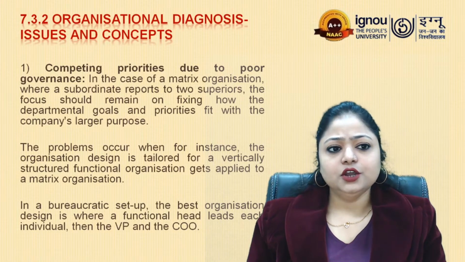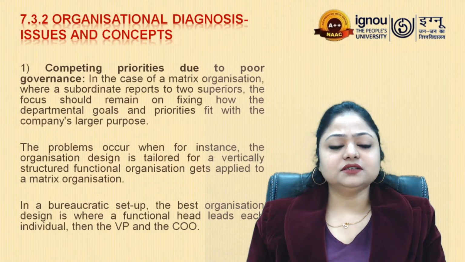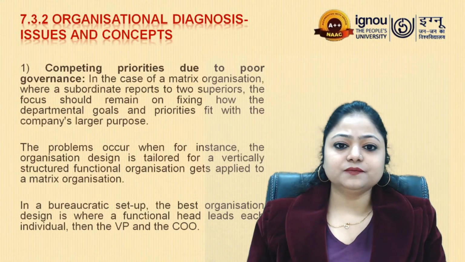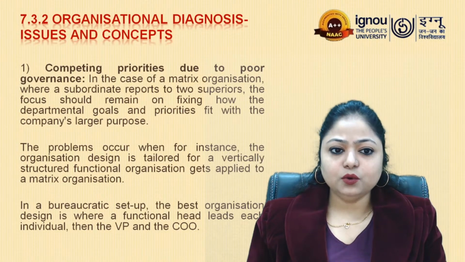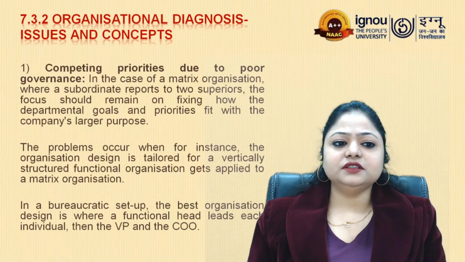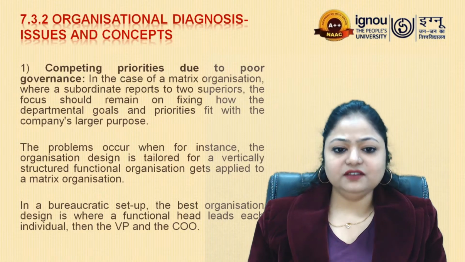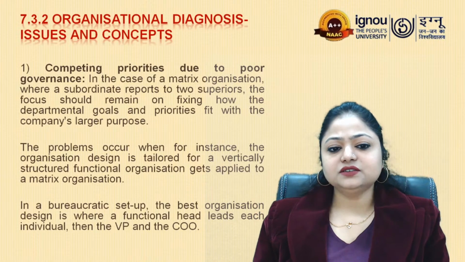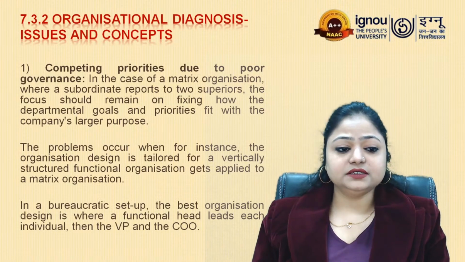competing priorities due to poor governance. In the case of a matrix organization where a subordinate reports to two superiors, two supervisors, the focus should remain on fixing how the departmental goals and priorities fit with the company's larger purposes and goals. So the problem occurs when, for instance, the organization design is tailored for a vertically structured functional organization and gets applied to the matrix organization.